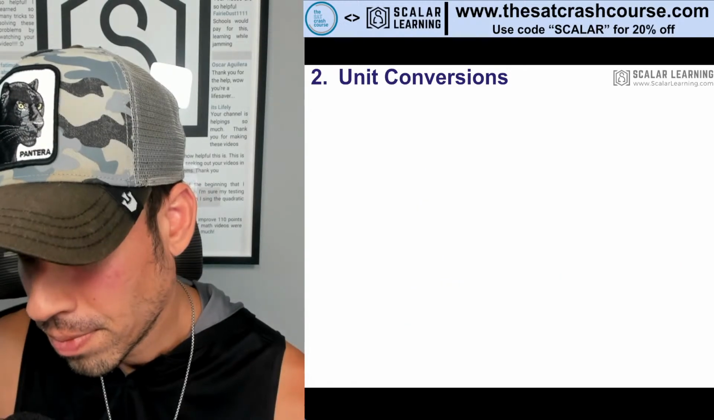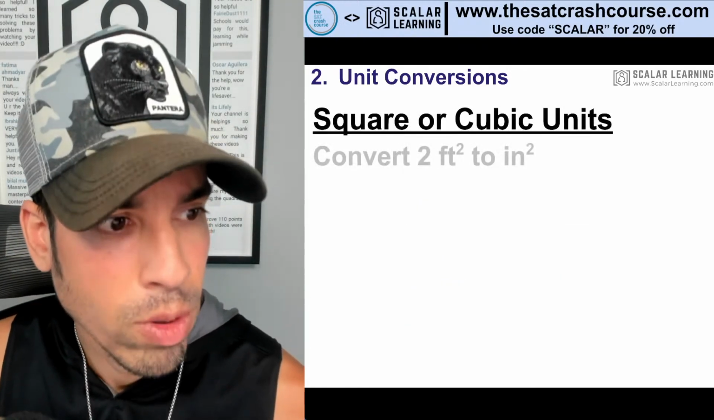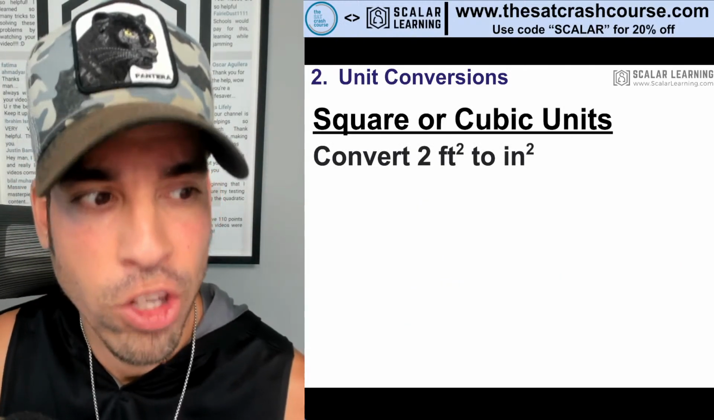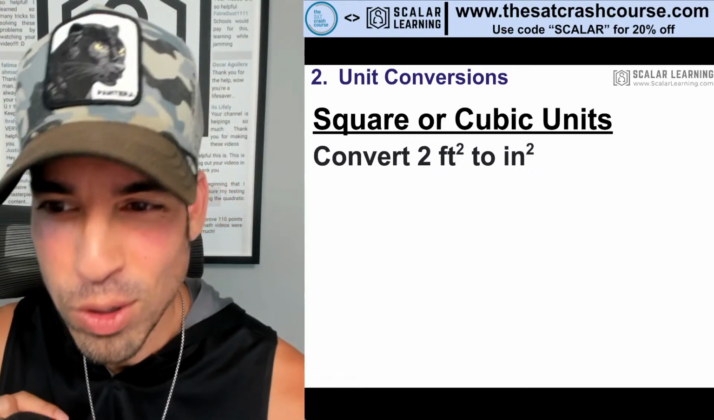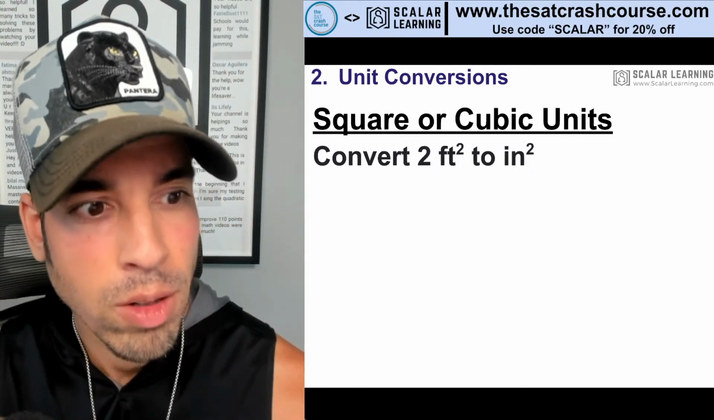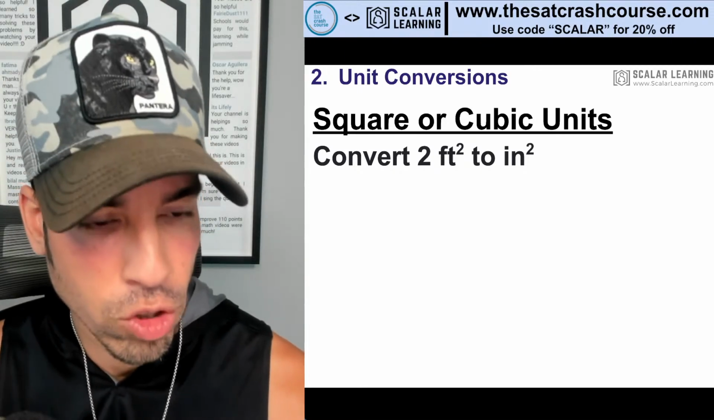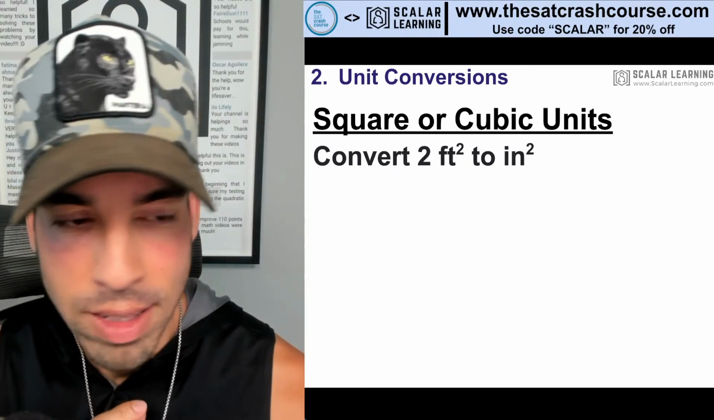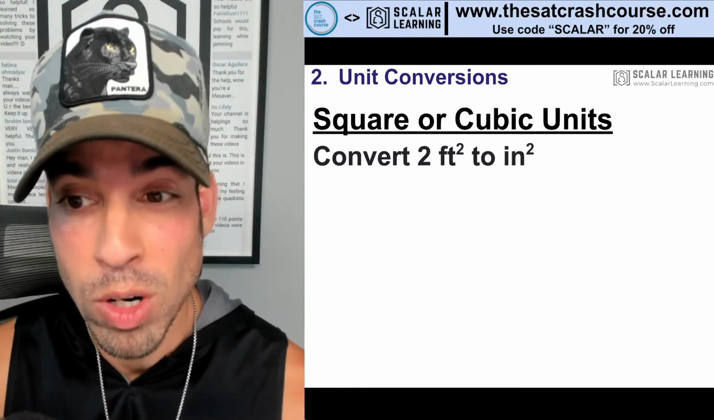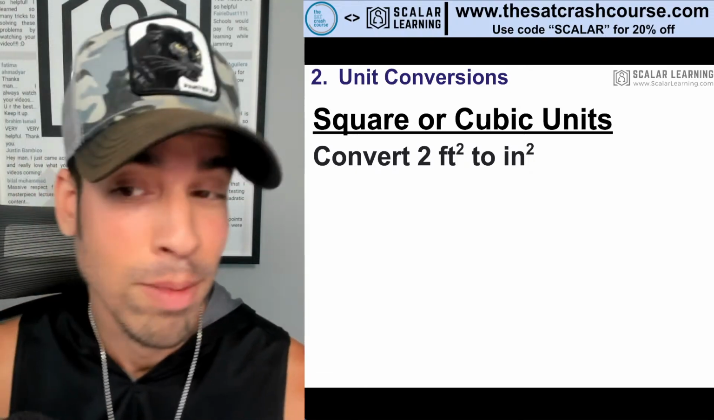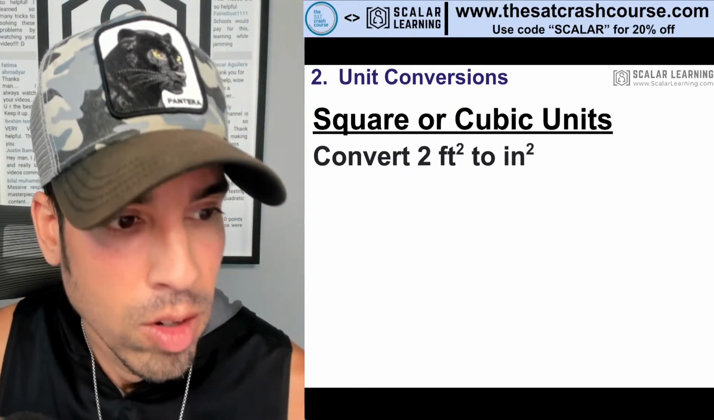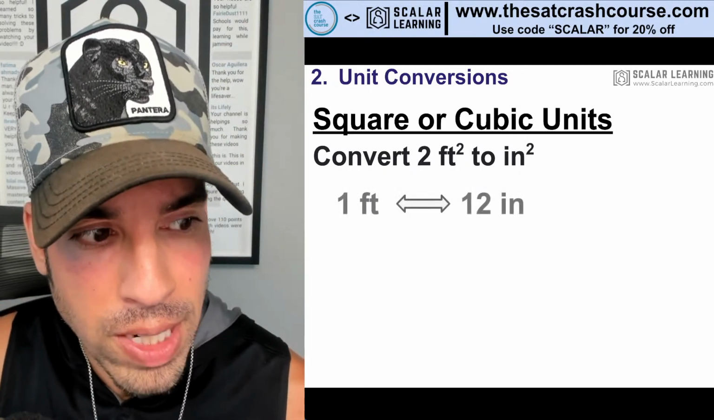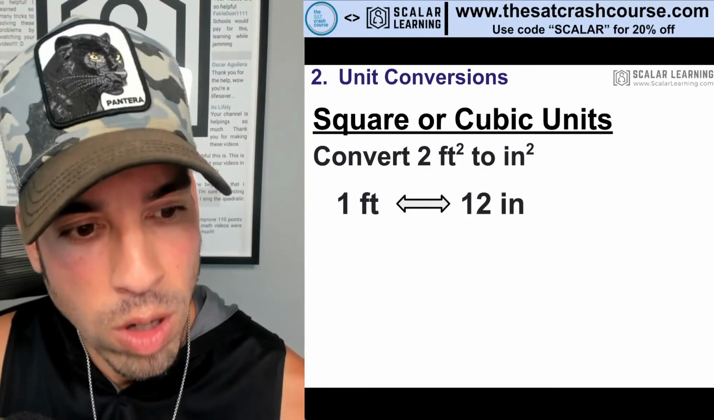Okay. All right. Now we're going to move on to square or cubic units. So this is where it gets a little interesting. Let's say now we're converting 2 square feet to inches squared. You might think that 2 feet squared is the same as 12 inches squared, but that's actually not the case. The way you want to think about feet squared and inches squared is, well, 1 foot is equal to 12 inches.